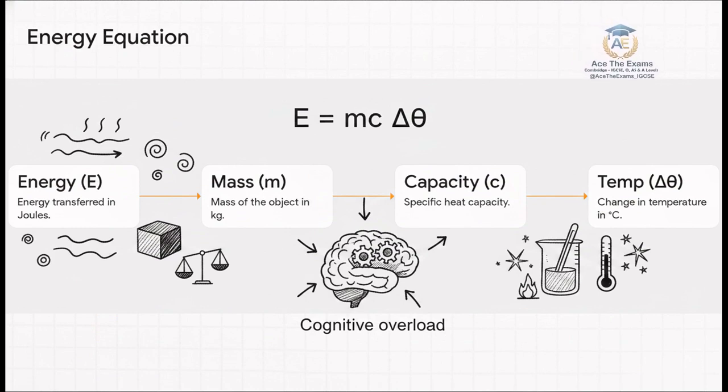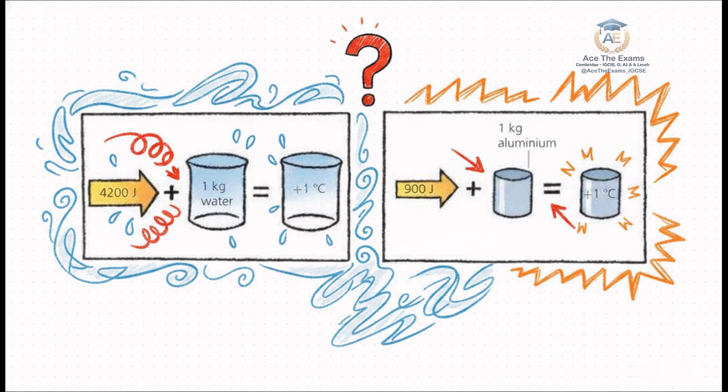And specific heat capacity is simply how much energy is needed to raise 1 kilogram of that specific material by 1 degree Celsius. Finally, you multiply by the change in temperature, or delta theta. E equals mc delta theta. Memorize that. And here's where Sam drops two whole letter grades. Sam forgets to convert grams to kilograms before plugging the numbers in. Always check your units.